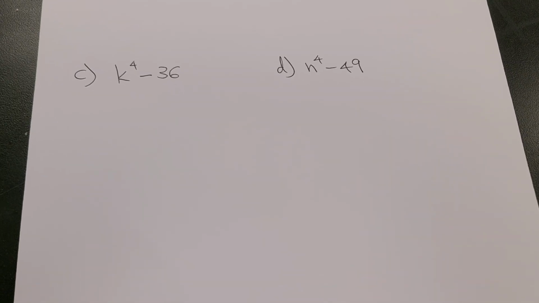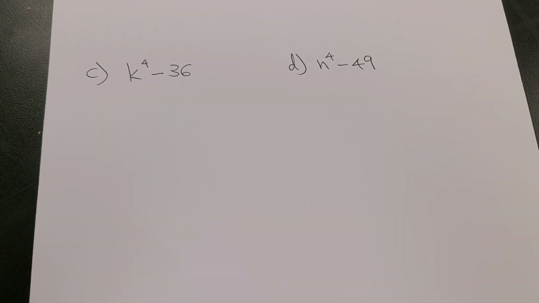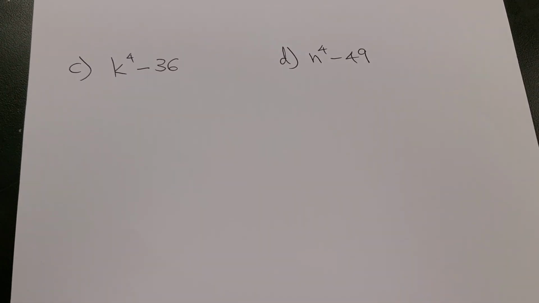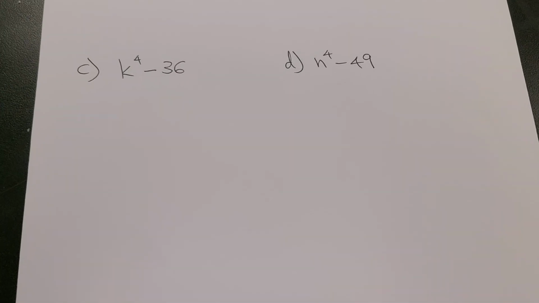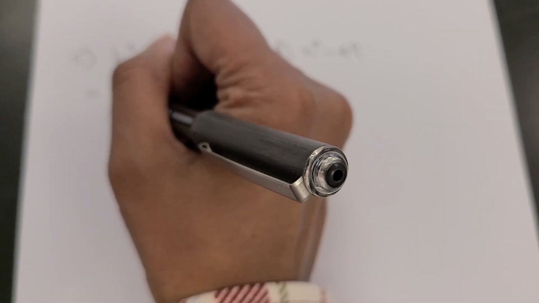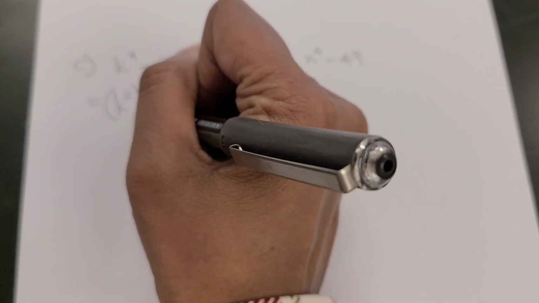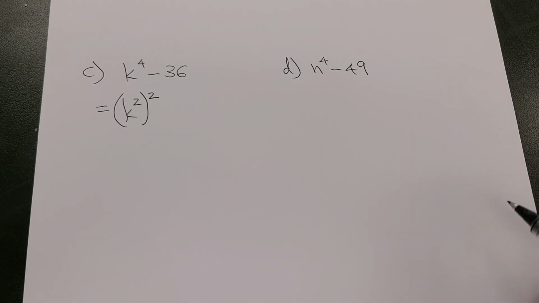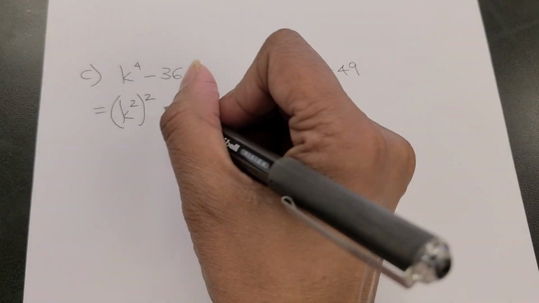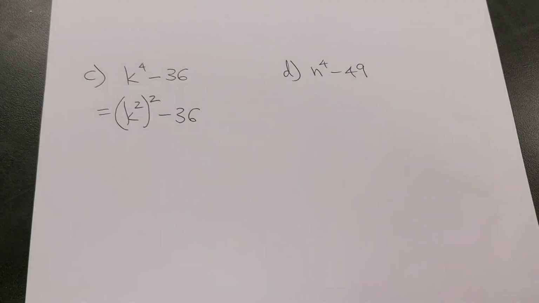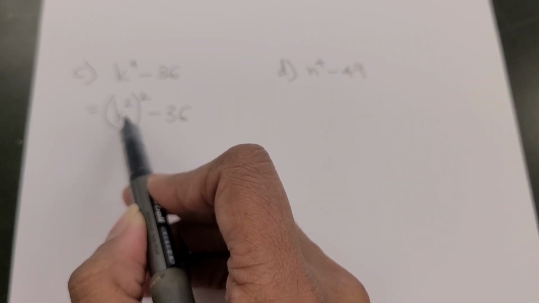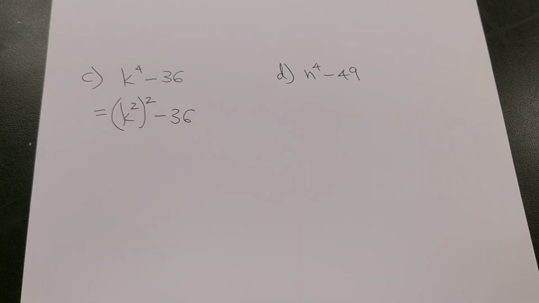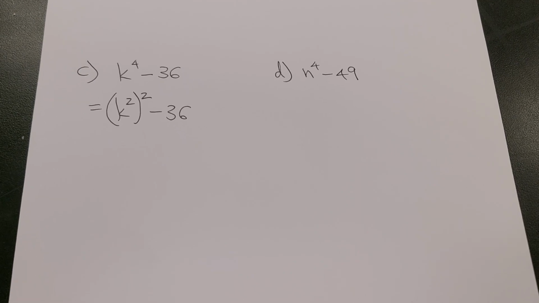Okay, so let's move to C and D. C says k to the power of 4 minus 36. So some students might be like, oh, this is not a difference of squares because the k has a power of 4. However, let's rewrite this now as a squared expression. So I'm going to put k to the power of 2, in brackets, to the power of 2, minus 36. Do you see that? So now the actual value here is k squared. And I can see that it is a difference of squares.